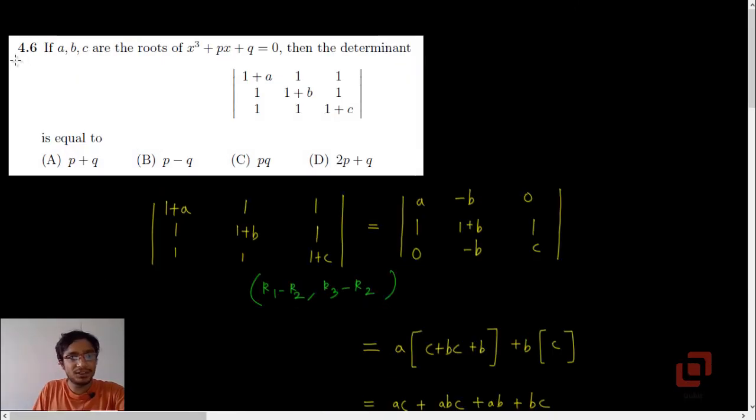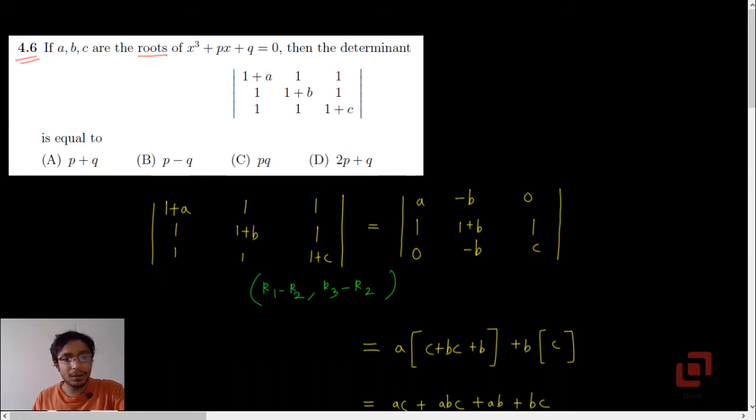That is 4.5. 4.6. If a, b and c are the roots of the cubic equation x cube plus px plus q equal to 0, then the determinant |1 plus a, 1, 1; 1, 1 plus b, 1; 1, 1, 1 plus c| is equal to: p plus q, p minus q, pq, and 2p plus q.